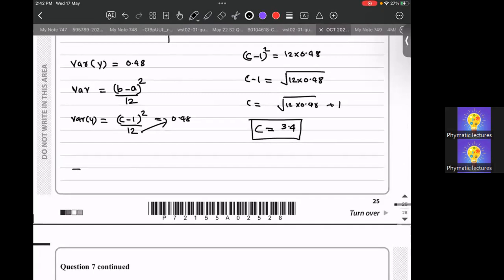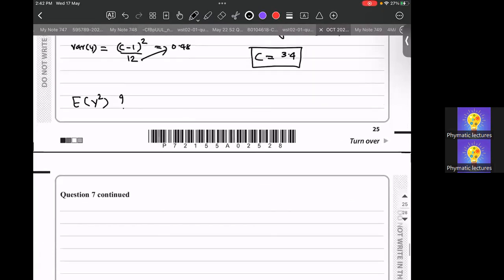Now, what is our examiner's requirement? What is e of y square? So what is the basic, fundamental equation for variance of y? That is e of y square minus e of y whole square. So e of y square is going to be variance of y plus e of y whole square. I'm just rearranging it.